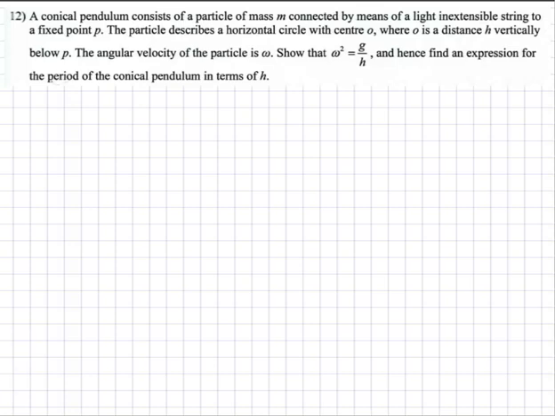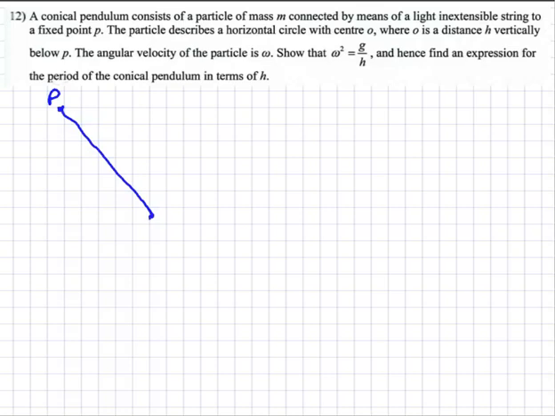Moving on to the next question involving a horizontal circular motion from a conical pendulum. We have a more general question. So it talks about the pendulum. We'll draw it out. Okay, so we have a pendulum, light and extensible string from point P.